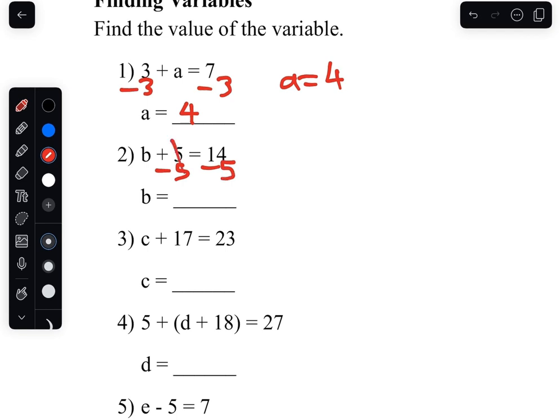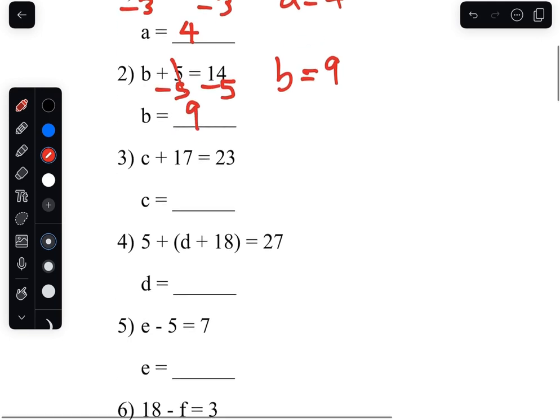The 5 cancels out, leaving b by itself. b is equal to 14 minus 5. 14 minus 5 is 9, so the answer for number 2 is b equals 9. Number 3, c plus 17 is equal to 23, and we're trying to find the c value.